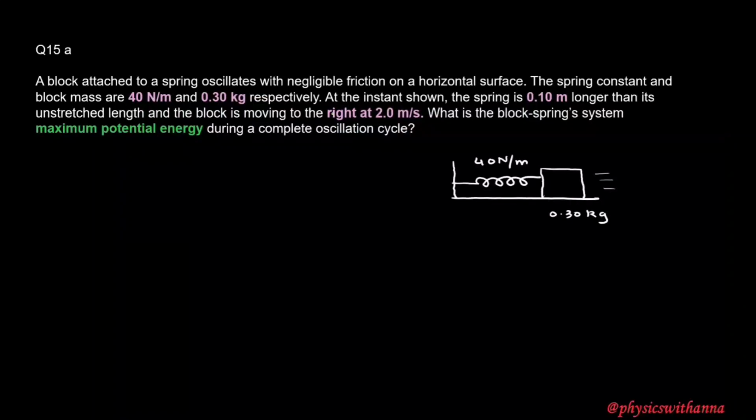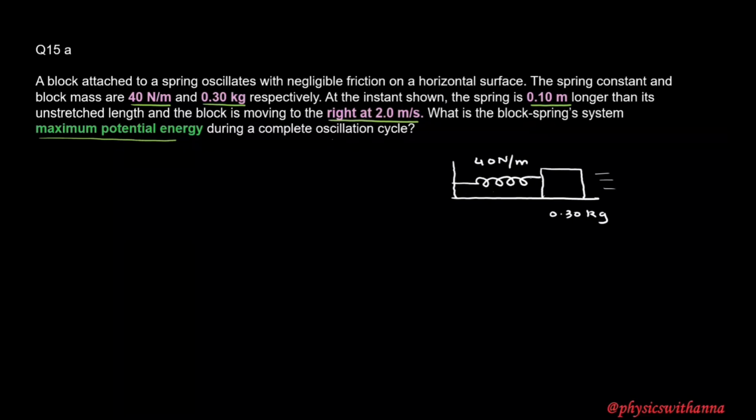Question 15a. A block is attached to a spring, oscillates with negligible friction on a horizontal surface. The spring constant and the block mass are 40 Newton per meter and 0.3 kilogram respectively. At the instant shown, the spring is 0.1 meter longer than its unstretched length, and the block is moving to the right at 2 meters per second. What is the block spring system maximum potential energy during a complete oscillation cycle?